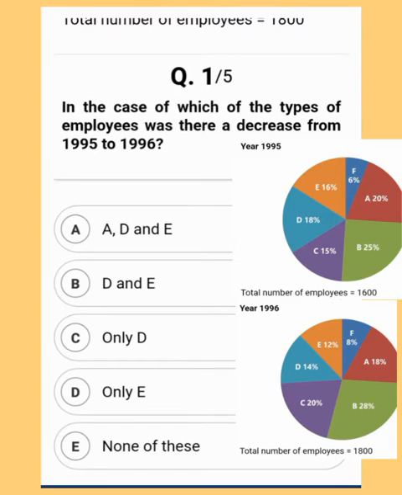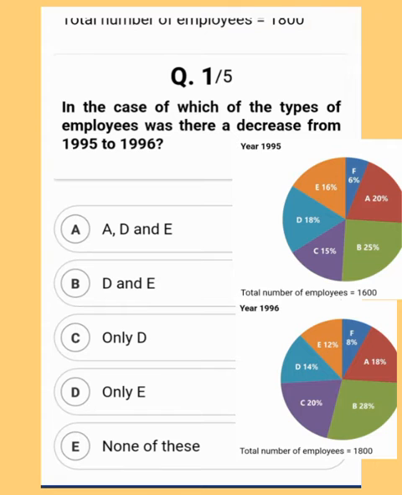In the case of which of the types of employees was there a decrease from 1995 to 1996? Option A, A, D and E. Option B, D and E. Option C, only D. Option D, only E. Or option E, none of this. You can pause the video and try to solve this. Every time we discuss a question, you can solve it by pausing the video.